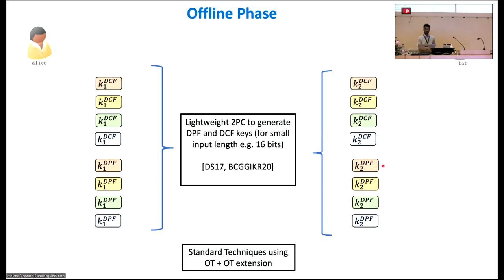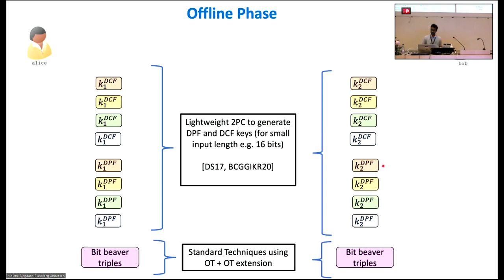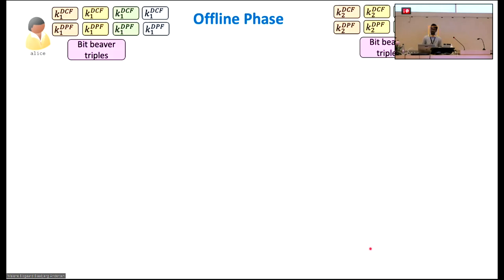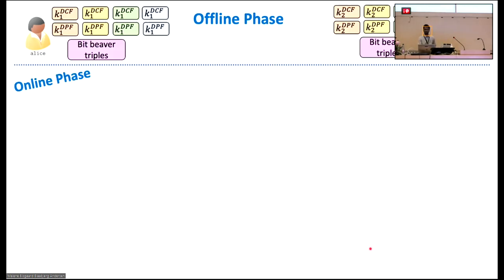And then using standard techniques of OT and OT extension, they can generate bit Beaver triples. We'll see how this pre-processing is used in the next slide. So now that the offline phase is done, we move on to the online phase.